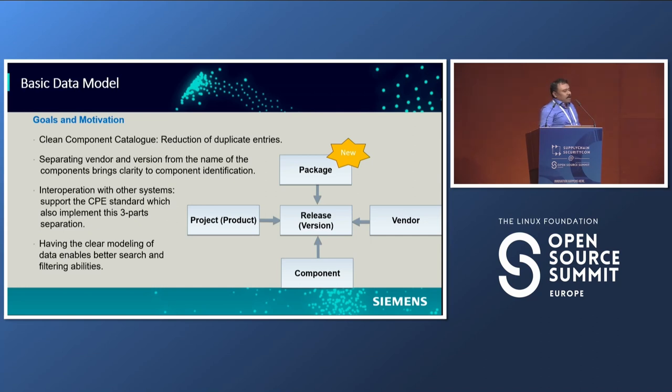we try to build what kind of data model we can have for SW360, where we can minimize the duplication of component entries. We can also have separate vendor and version from the component catalog, so that we can track them more appropriately. With the data model we have now, the release is the main entity in SW360. A release can be connected to projects. Multiple releases in a group form a component, and a vendor can be linked to releases.